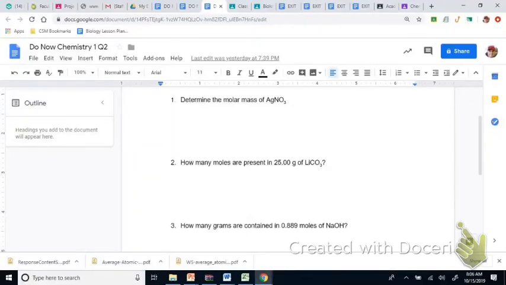So let's go over our first quiz solution. The first question is asking us to determine the molar mass of silver nitrate, either using a periodic table or an app.